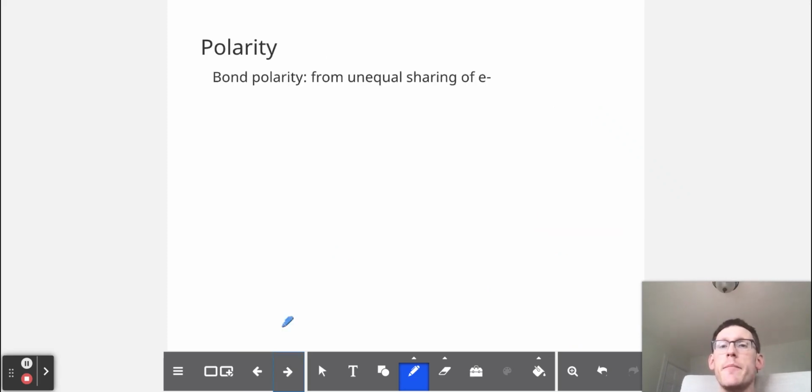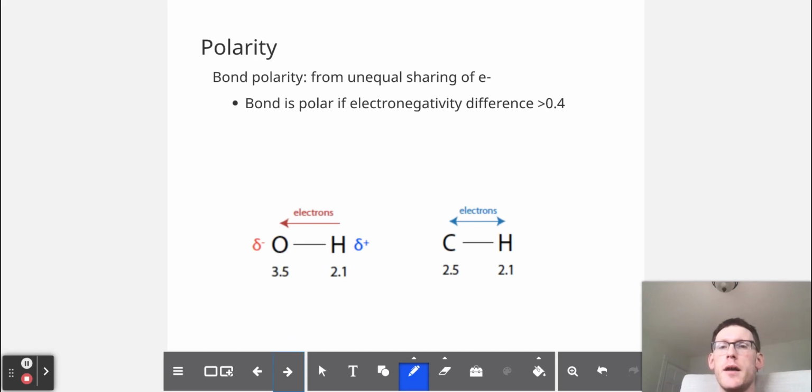On to polarity. Bond polarity results from an unequal sharing of electrons in a bond. You can tell if a bond will be polar based on the difference in electronegativities of the atoms involved in it. O is more electronegative than H, and therefore the electrons will tend more towards the oxygen, creating a partial positive on the hydrogen and a partial negative on the oxygen, and a dipole moment that points in the direction of the more electronegative element.